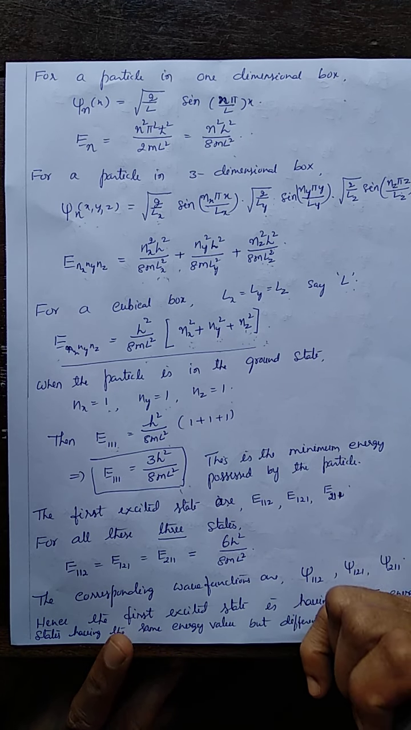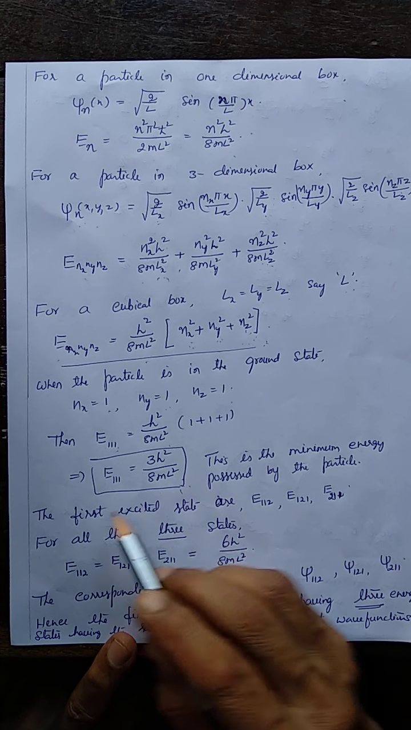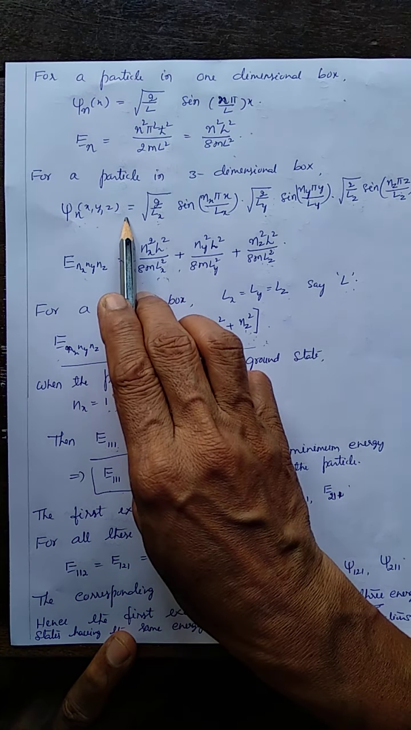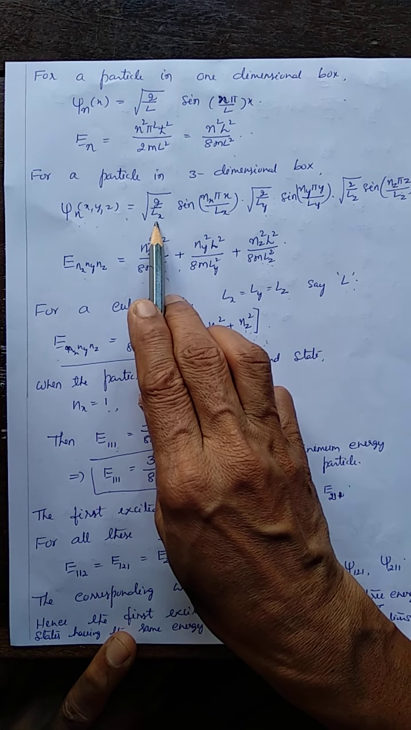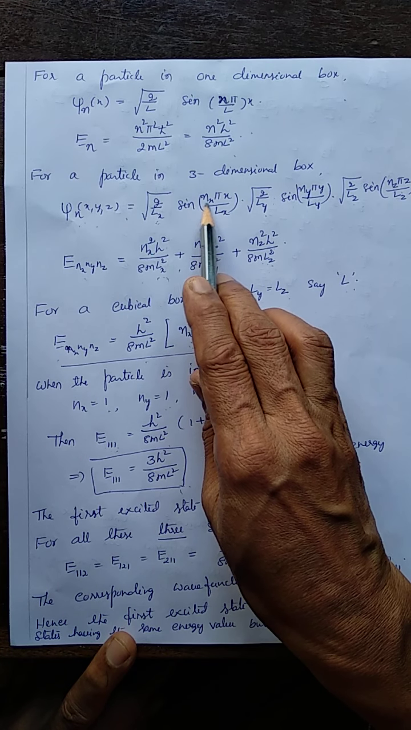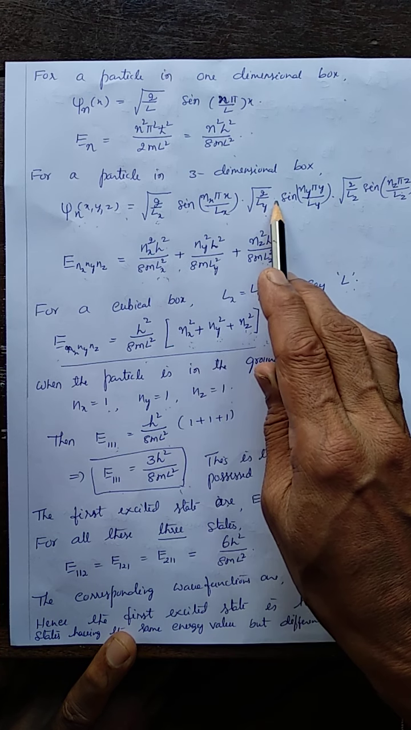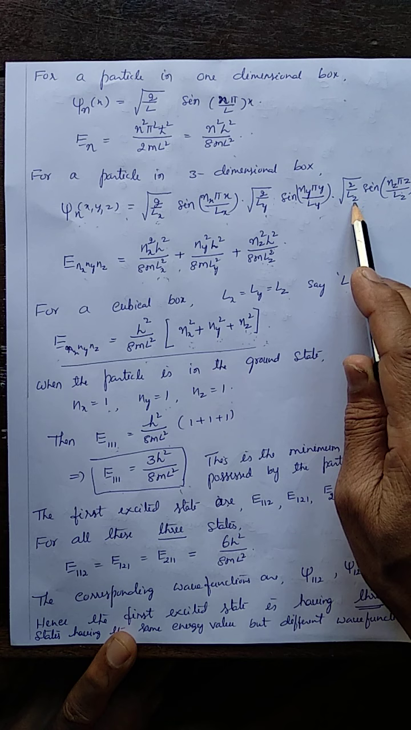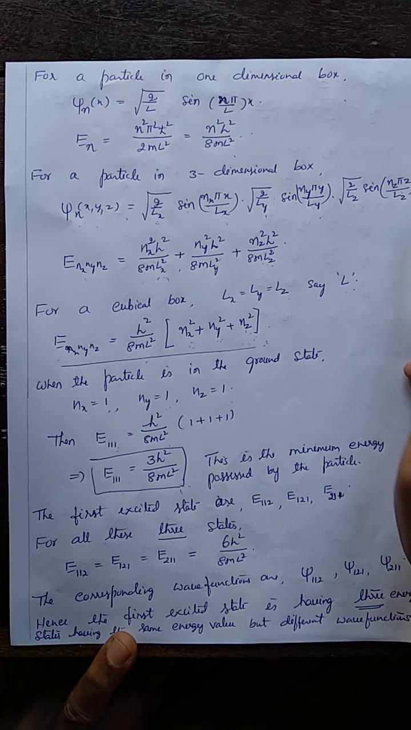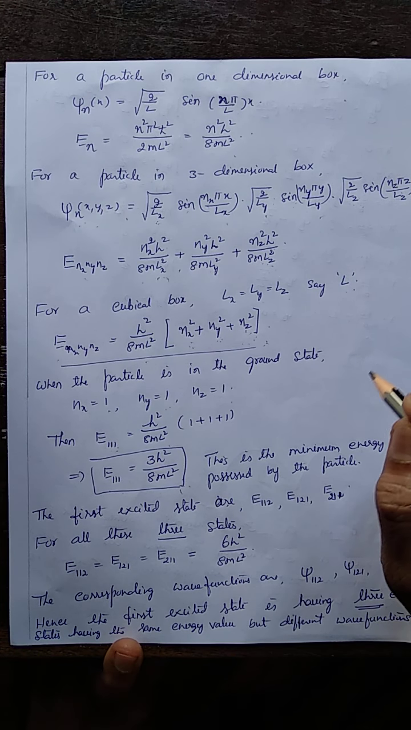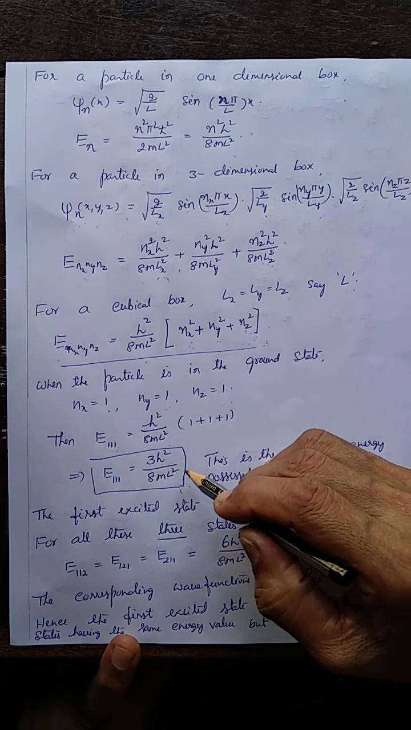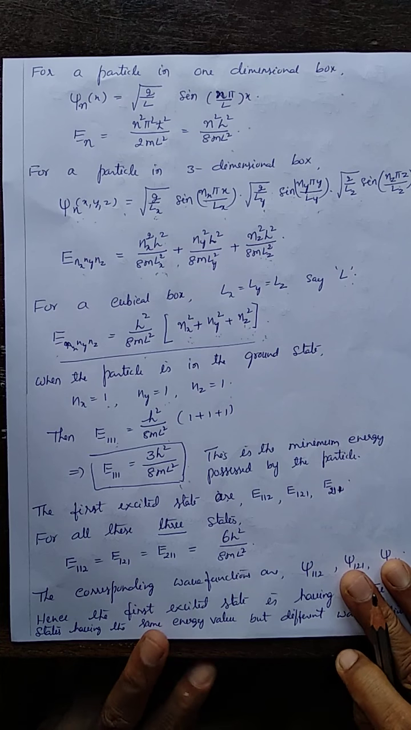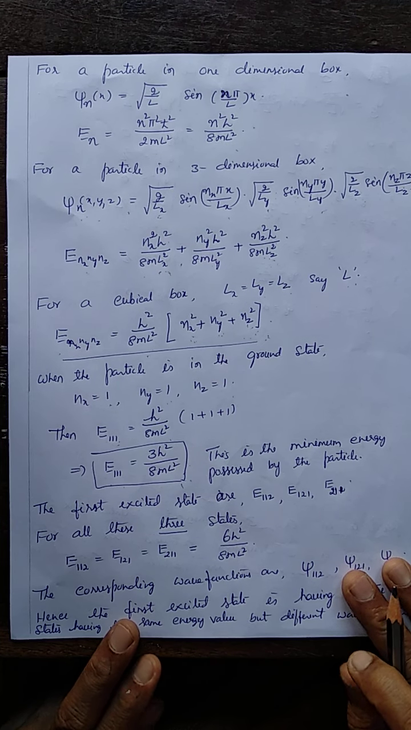So the wave function associated with this energy level is psi 111. It is given by root 2 by L sine pi x by L, root 2 by L sine pi y by L, root 2 by L sine pi z by L. That is the wave function associated with the particle in the ground state. One energy value, only one energy state and one wave function. Now, let us consider the first excited state.